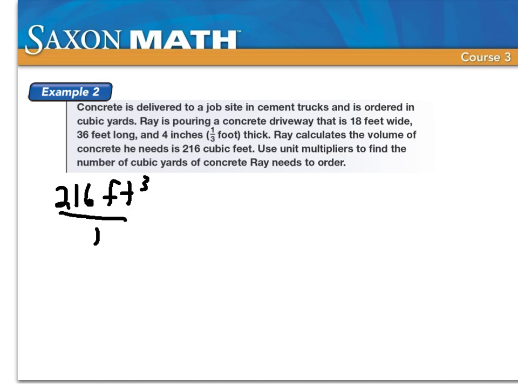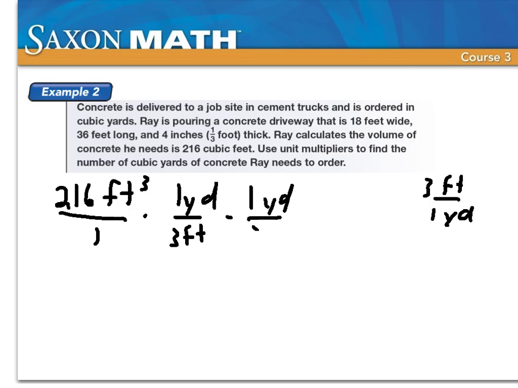So again, we know that there's 3 feet in a yard, but our feet need to go on the bottom. So we're going to multiply by 1 yard over 3 feet. But this time I got feet cubed, so I need 3 sets of feet on the bottom. So I need to do another unit multiplier. And that's still only 2 sets of feet on the bottom, so I need 1 more because I've got 3 up here.